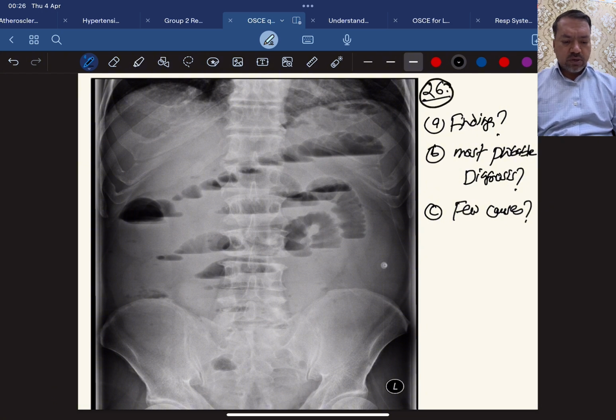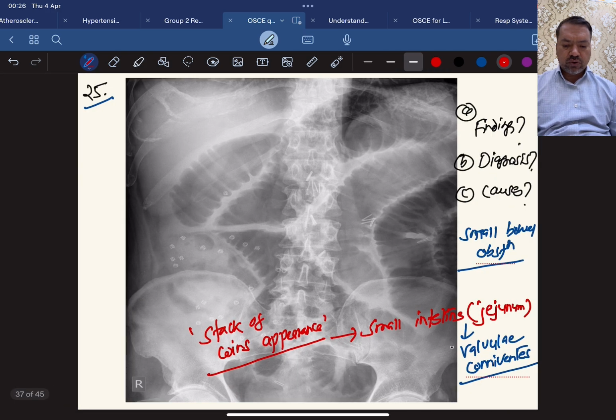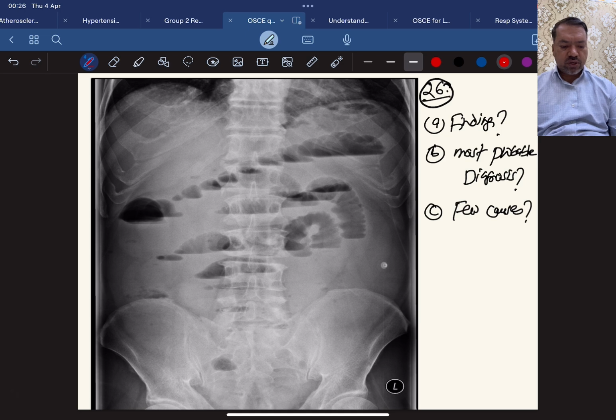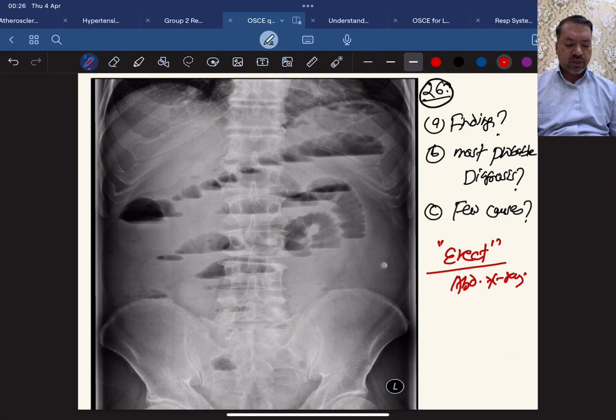Let us go to the other case, the same case here actually, but a different type of X-ray. So this is the X-ray which was shown before. This X-ray is taken in a supine position. Understand? But this X-ray which is shown here is taken in the erect position, meaning the patient is standing. Erect abdominal X-ray. So what is this X-ray showing us?